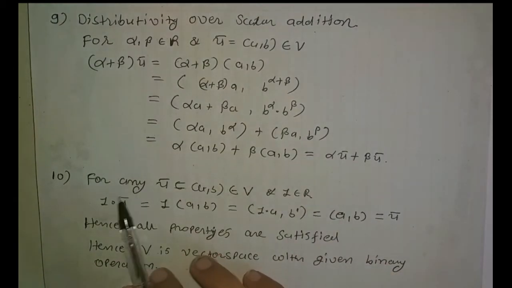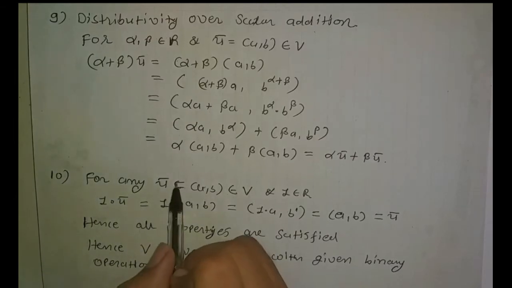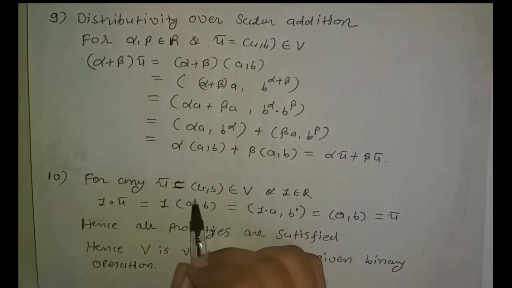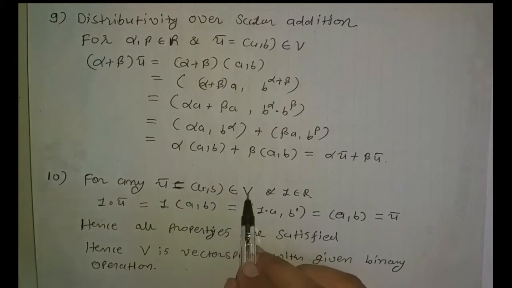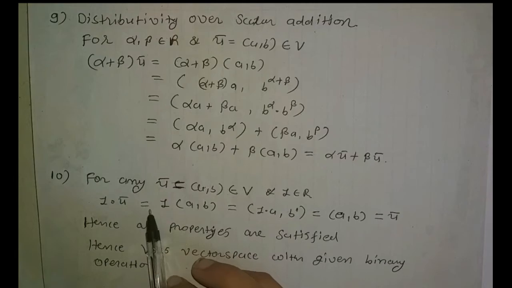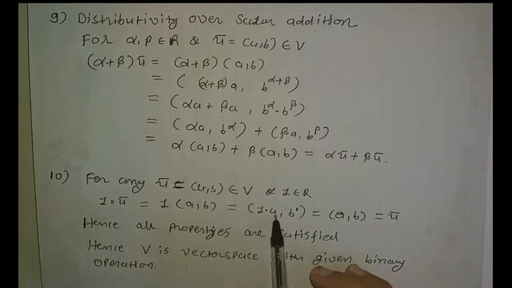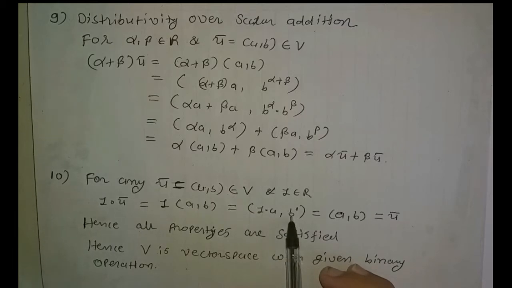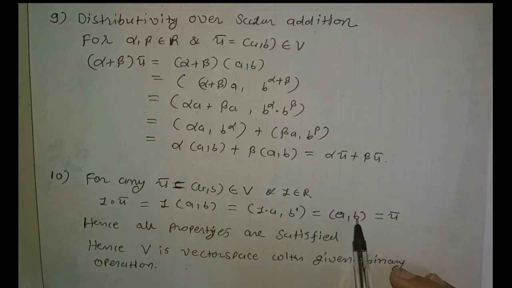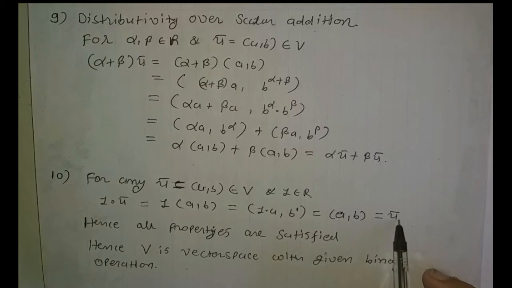Now if we consider the last property, consider any vector u bar equal to vector AB from set V, and 1 belongs to R. Then 1 dot u bar is equal to 1 dot AB. Now scalar multiplication is multiplied with the first element and power to the second element. So this is equal to 1 dot A is equal to A, and B raised to 1 is equal to B. We get the same answer u bar.